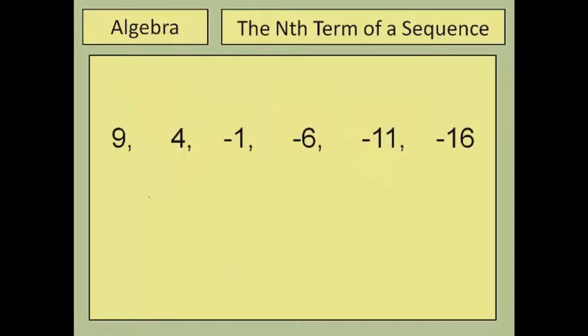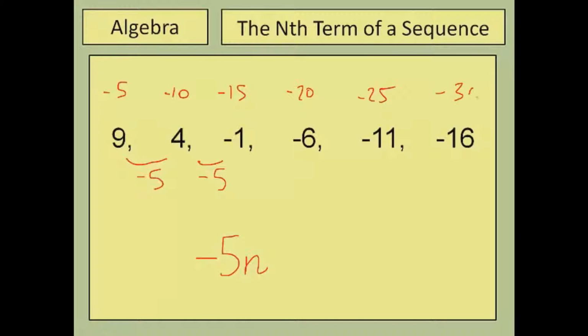Let's have a look at one more, just like this. Again, it's a decreasing sequence, and we're taking away 5 this time. So it must be minus 5n in the nth term. So we write the minus 5 times table above: minus 5, minus 10, minus 15, minus 20, minus 25, minus 30. And we say, how do we get from minus 5 to 9, and minus 10 to 4, and minus 15 to minus 1, and so on? And in this case, we are adding 14 on this time, so it's plus 14.